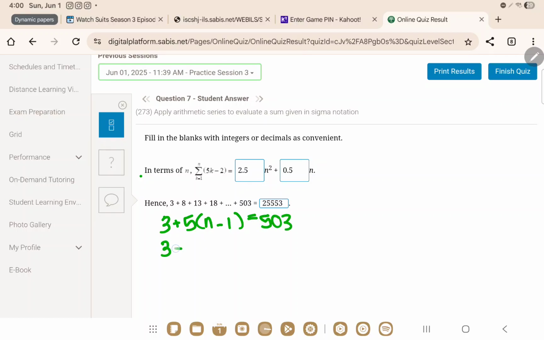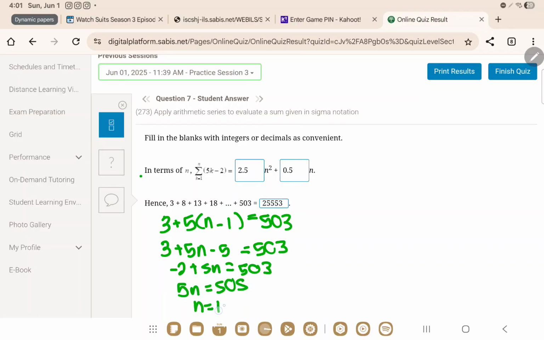And then you do 3 plus 5n minus 5 gives you 503. You'd be left with negative 2 plus 5n, 503. Then you'd get 5n equals 505, n equals 101.